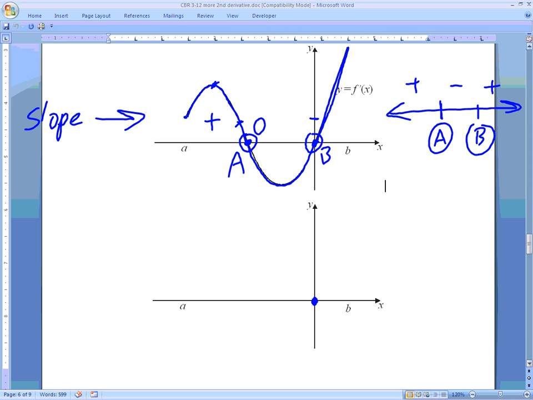As we can see, we had a positive slope, which then led to a negative slope before and after A. So A must be a maximum. So A is our max. And then at B, we had a negative slope and then we go after that. So B must be a minimum.